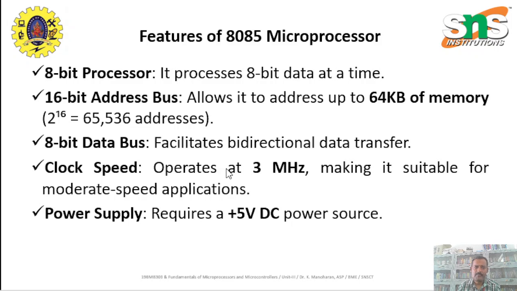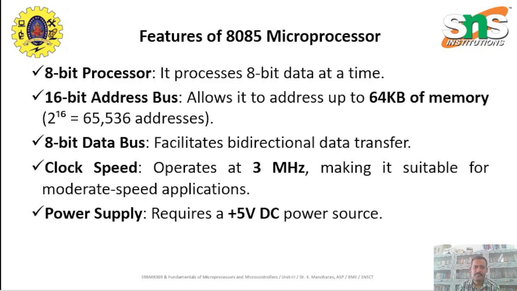Second, the number of address lines. It has 16 address lines. So it allows addresses up to 2 power 16. 2 power 16 is 65536, or we can say 64 kilobytes. So by using this 8085 microprocessor, up to 64 kilobytes of memory can be accessed. This memory can be shared between the program and data. So it consists of 16 address lines, and these address lines are unidirectional.